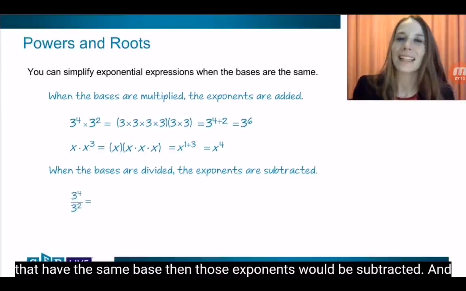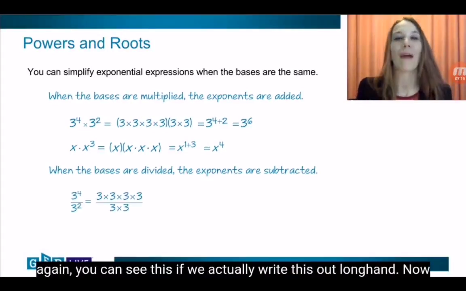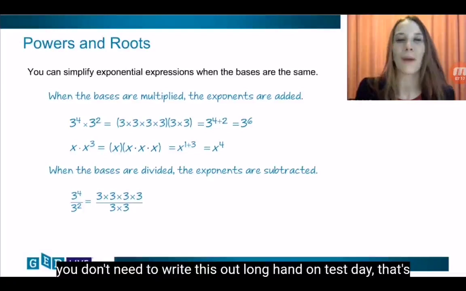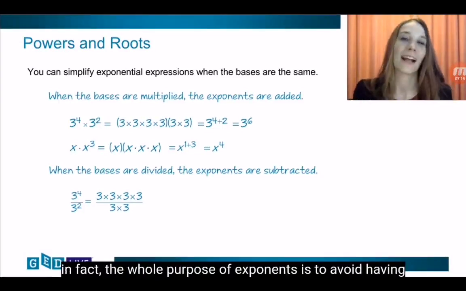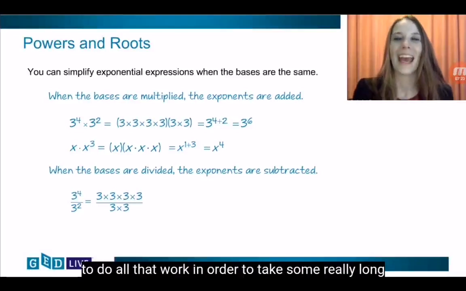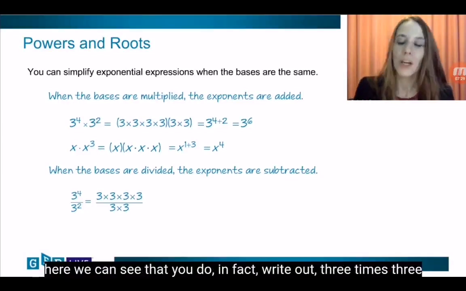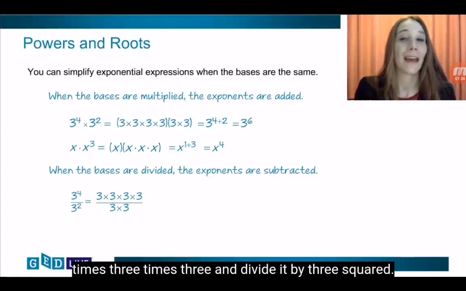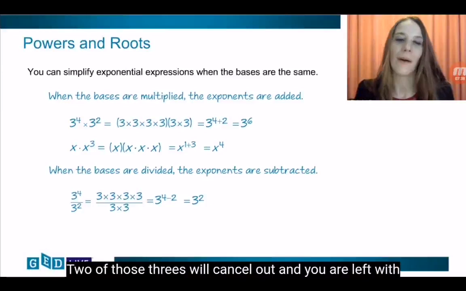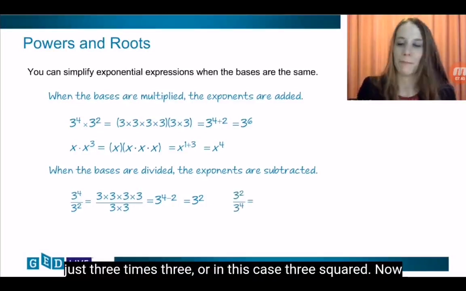Now, going the other way, if you're dividing exponents that have the same base, then those exponents would be subtracted. And again, you can see this if we actually write this out longhand. Now, you don't need to write this out longhand on test day. That's in fact the whole purpose of exponents, to avoid having to do all that work in order to take some really long expression and make it a bit more efficient. But here we can see that if you write out 3 times 3 times 3 times 3 and divide it by 3 squared, 2 of those 3's will cancel out and you are left with just 3 times 3, or in this case, 3 squared.